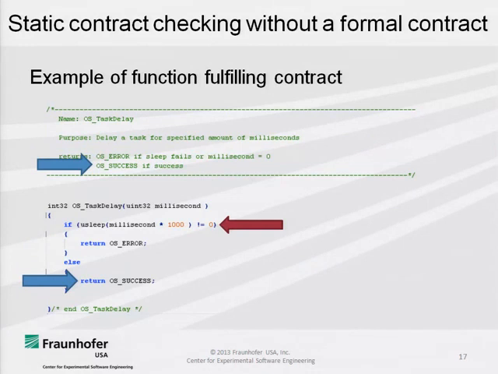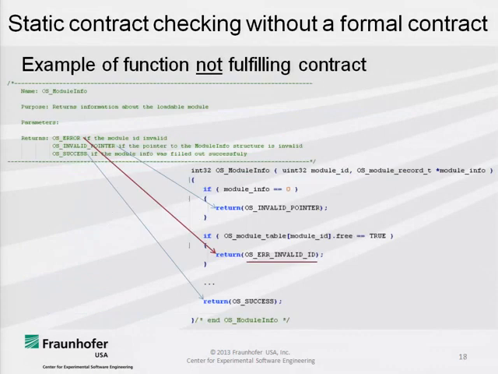And then here it says, yeah, there is an OS success. Do you find an OS success? Yes, I do find it somewhere in the implementation. Okay. And look at this one. So you know where I am getting now. There's an example of a function not fulfilling a contract.